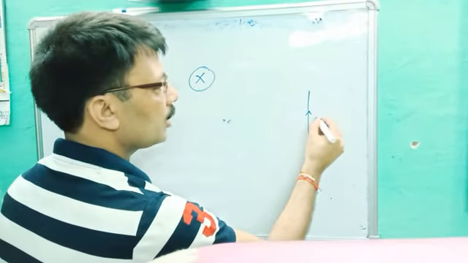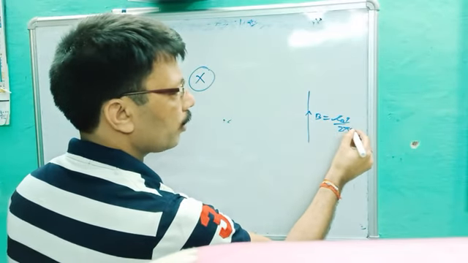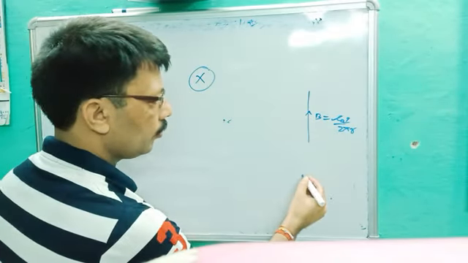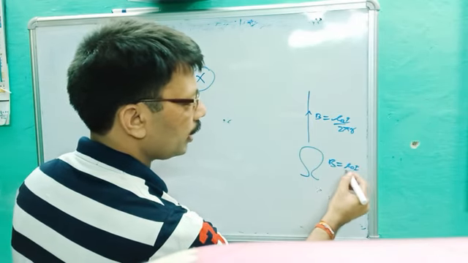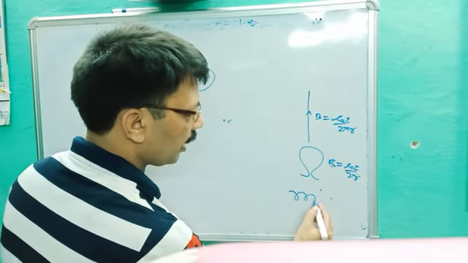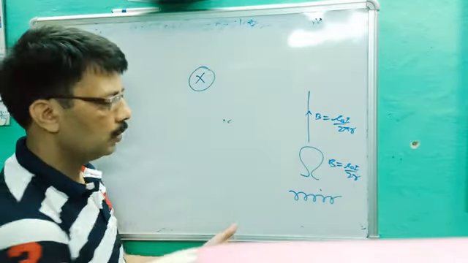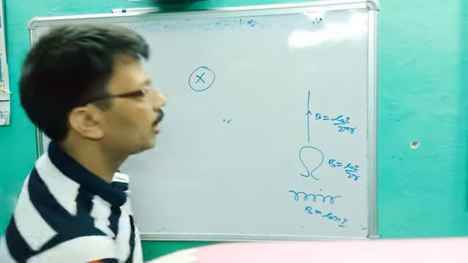First, the magnetic field due to a long straight wire: B is equal to mu naught I upon 2 pi r. Second, the magnetic field due to a circular coil, and the formula was B is equal to mu naught I upon 2r. And third was the magnetic field due to a solenoid, and the solenoid formula was B is equal to mu naught N I. This is the summary of the previous lecture.